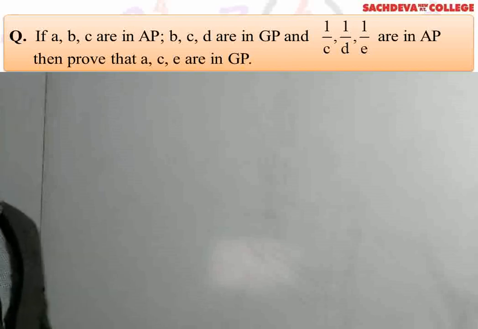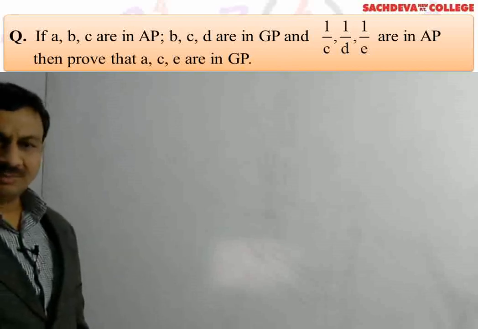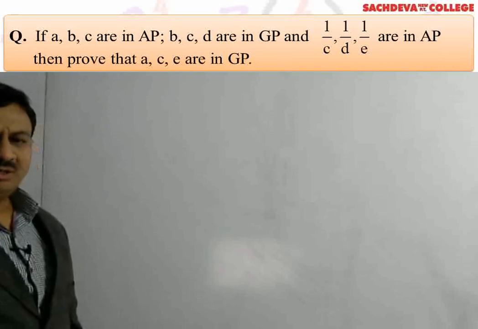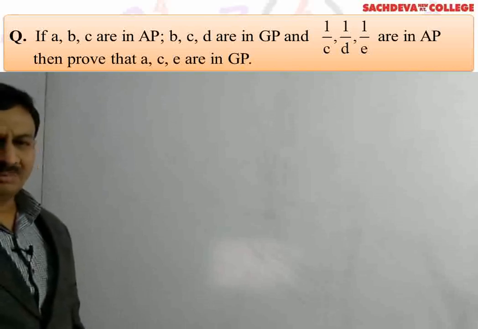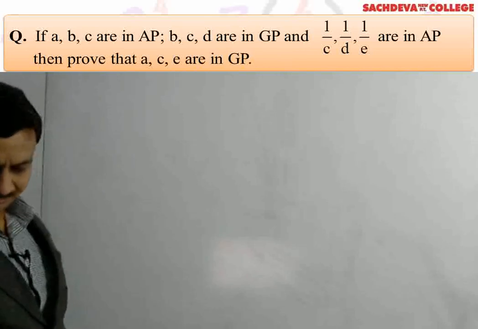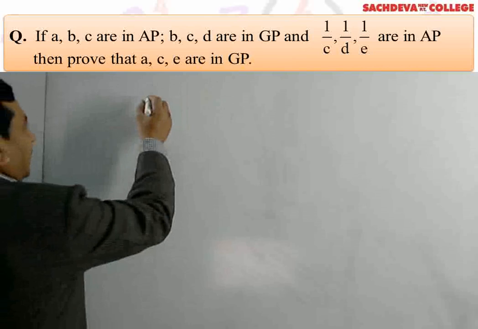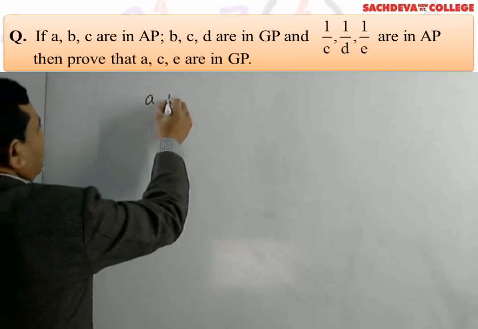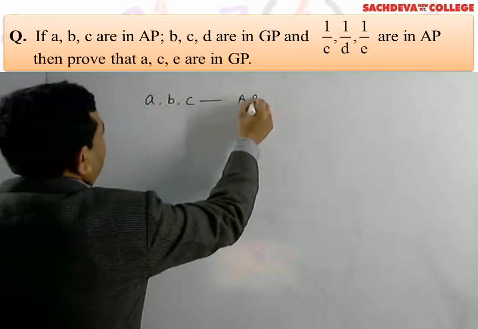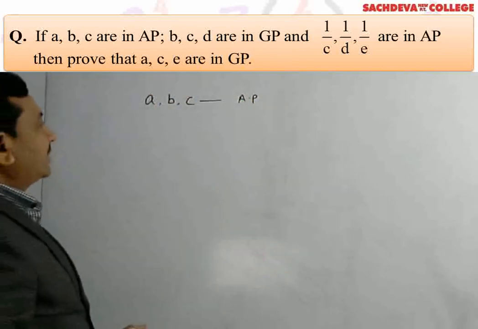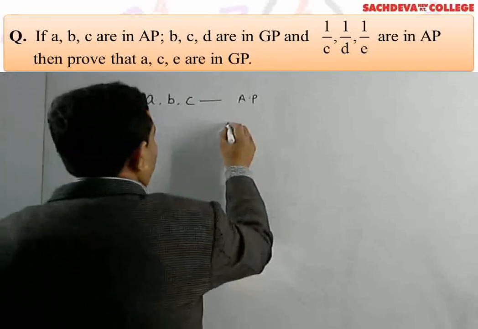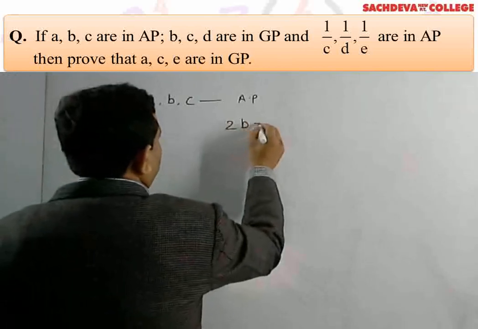Now we solve the next problem. If A, B, C are in AP, B, C, D are in GP, and 1 upon C, 1 upon D, 1 upon E are in AP, then prove that A, C, E are in GP. So given that A, B, C are in AP, so second minus first will be equal to third minus second, or we find 2B is equal to A plus C.